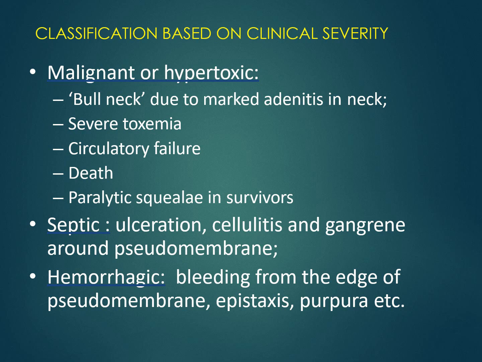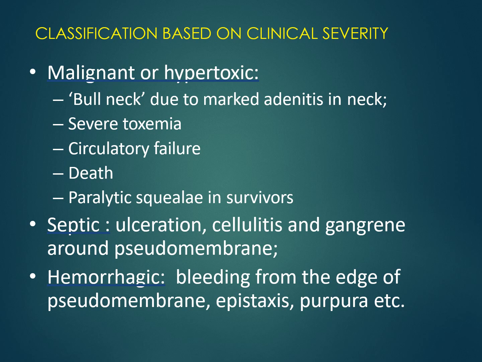The malignant or hypertoxic type has symptoms like bulging of the neck, termed bull neck, due to marked adenitis in the neck, and then it leads to severe toxemia. Once the toxin is circulated in the blood, it finally leads to circulatory failure, and then to the death of the person. If the person escapes death, they may be affected by paralysis.